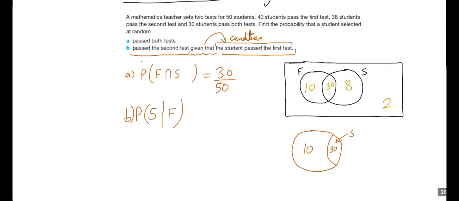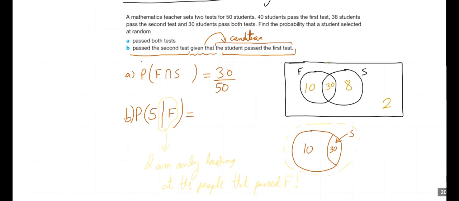This part is me saying I am only looking at the people that passed the first test. Okay? So I'm not looking at the full Venn diagram anymore. I'm only looking at this part of the Venn diagram. Okay? I don't care about the 50 people. I only care about the 40 people. So what's the probability that you have passed the second test given that you have passed the first test?